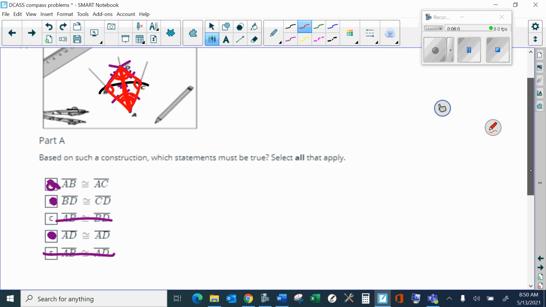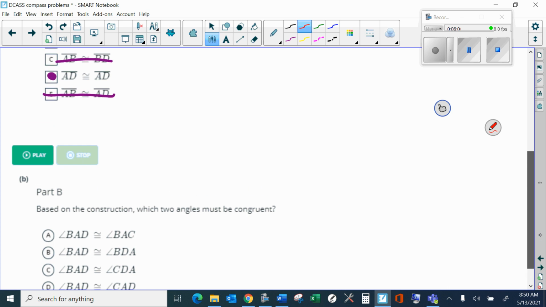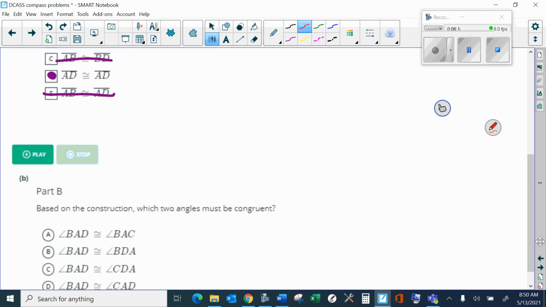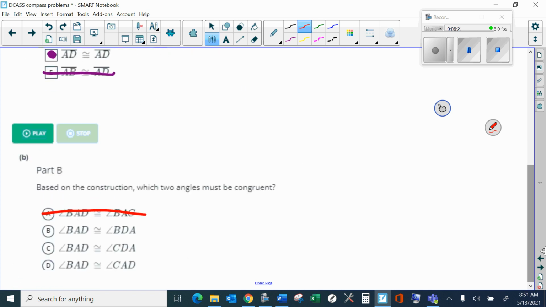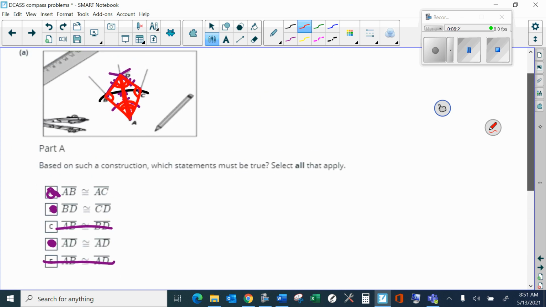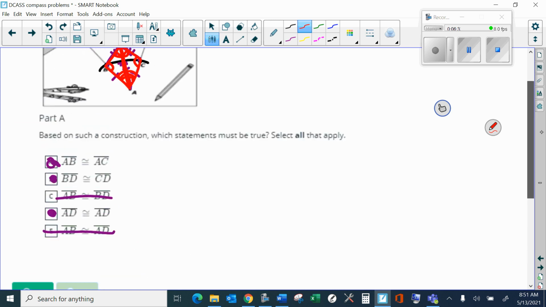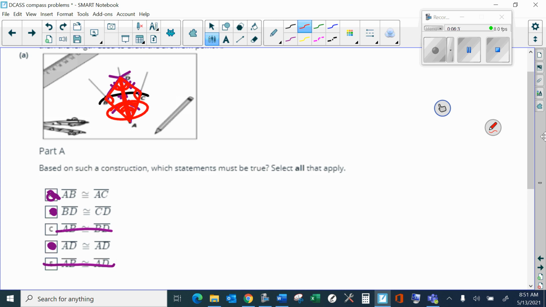So we're looking for which two angles must be congruent. Only one of those that they have listed. BAD, BAC, no. BAC is double BAD. BAD, BDA, no. BAD, CDA, no. So it's got to be the last one. BAD, CAD, yes. BAD and CAD, that's these two right here. They are congruent.